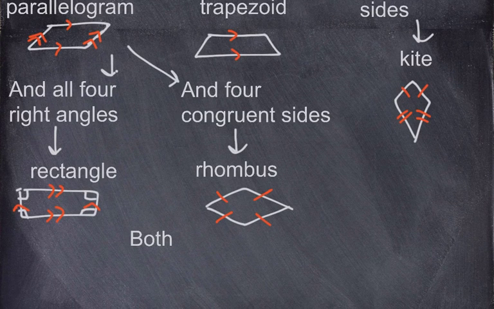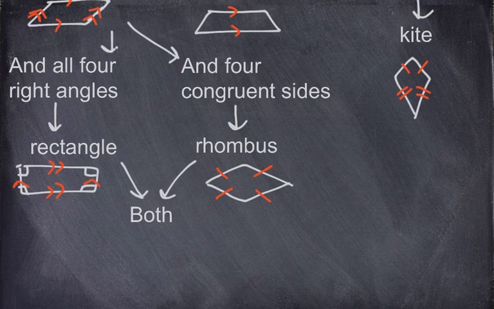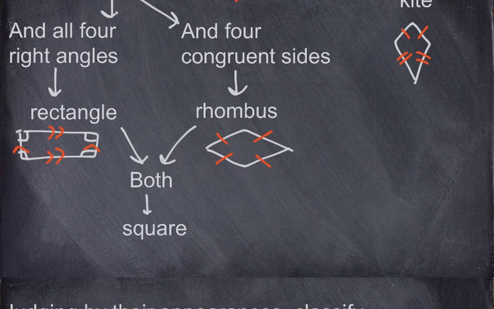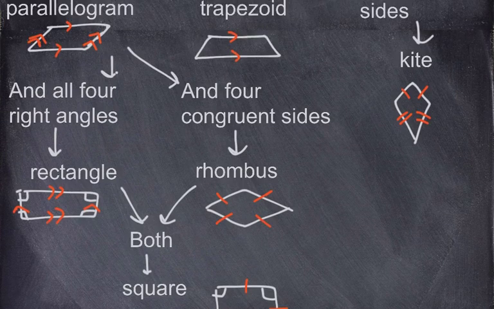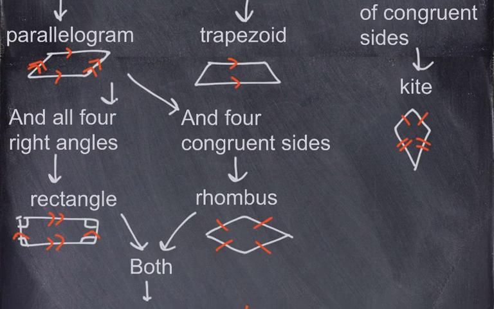And lastly, what happens if you have a parallelogram that has four right angles and has four congruent sides? Well, that's where we come up with the square. So a square, as we should all know, has four right angles. Pardon the drawing here. And all four sides are congruent. So if you think about it, a square is a rhombus and it is a rectangle. Therefore, it is also a parallelogram, which is a quadrilateral.